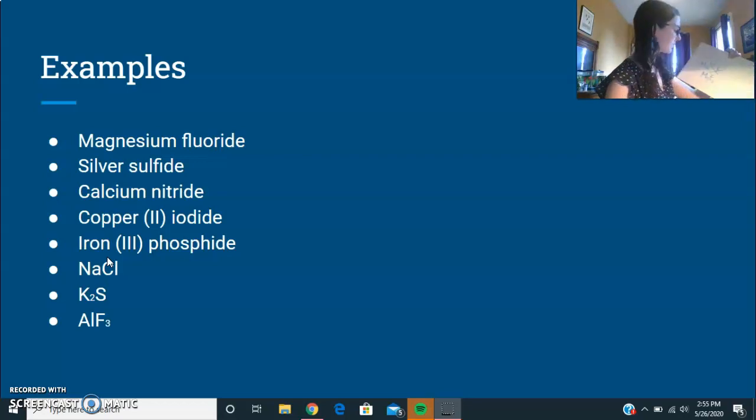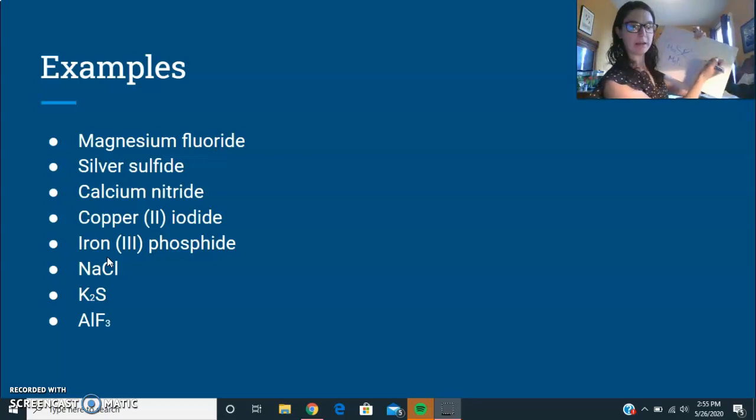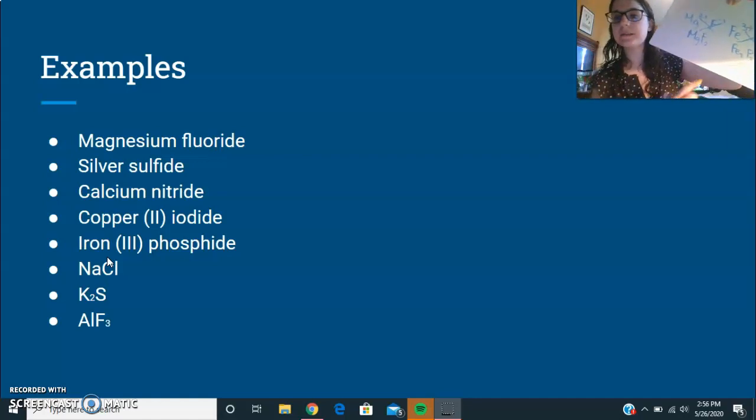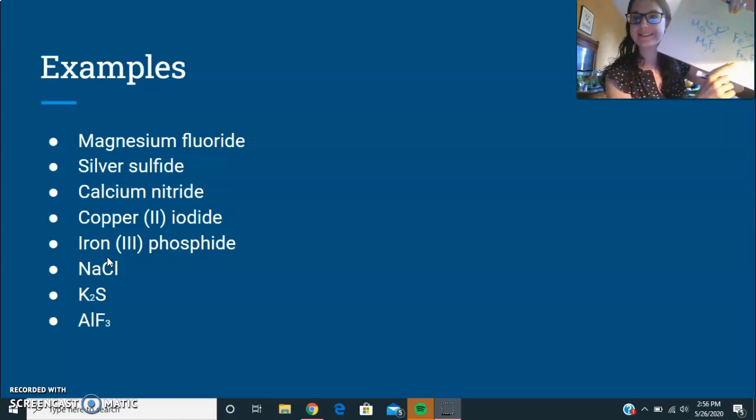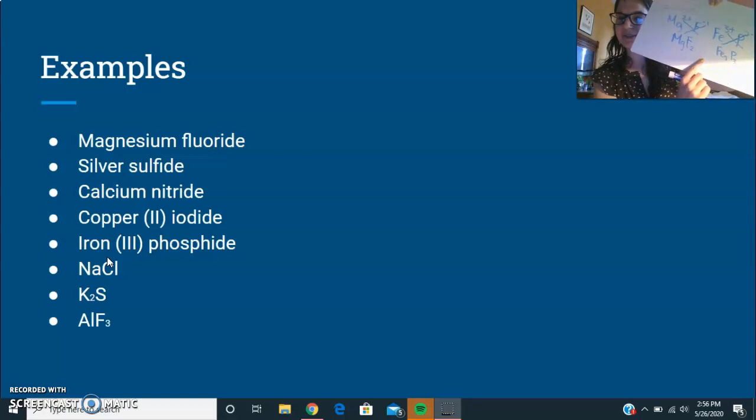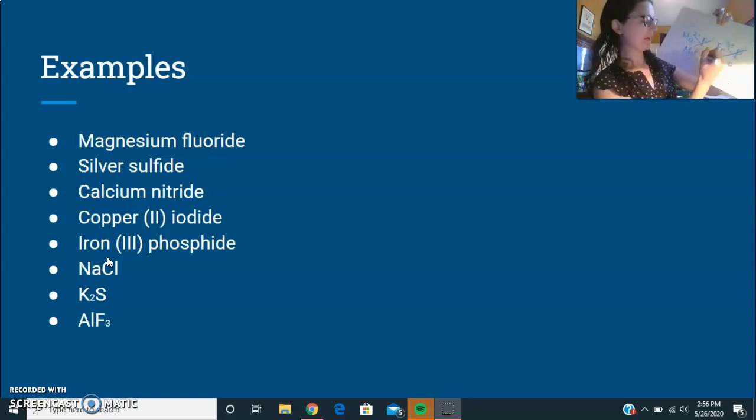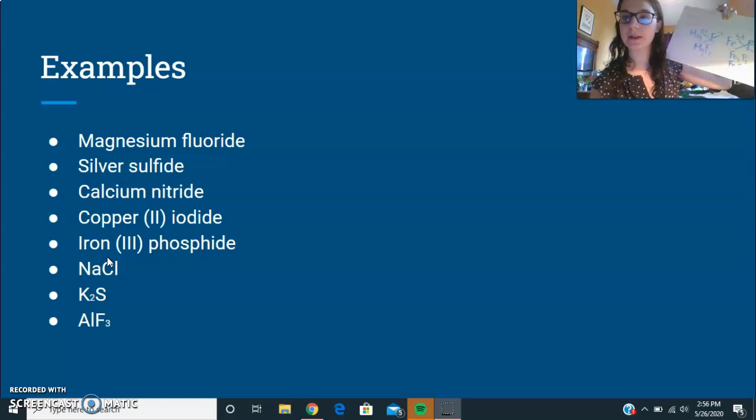So if you were to do the crisscross method for that, we would have Fe3+ and P3-. If you crisscross, you get Fe3P3. For ionic compounds, if you have 2 that have the same subscript, you just reduce them to 1. So we have FeP for that chemical formula.